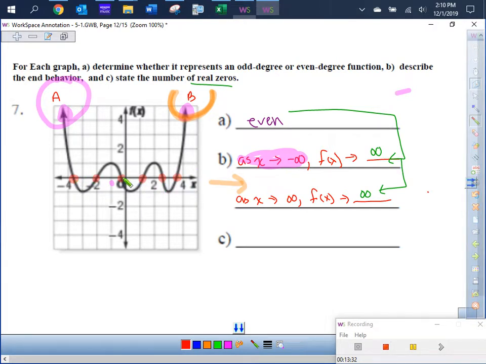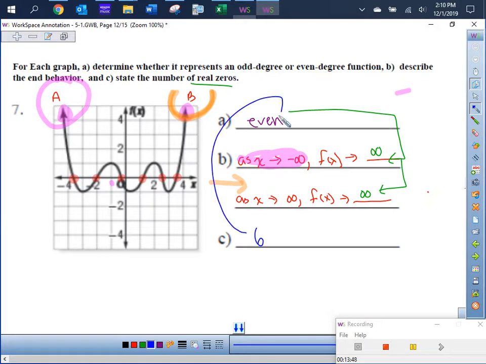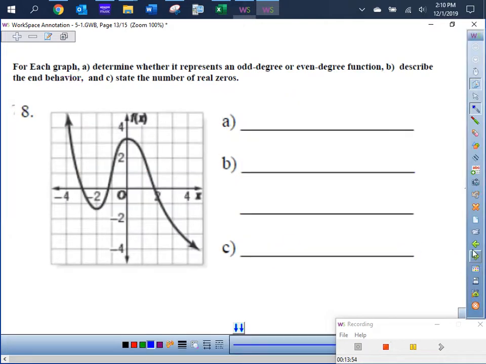So 1, 2, 3, 4, 5, 6 of them. This is a 6-degree polynomial, so 6. And that makes good sense, because it's supposed to be even in that case, so nice. Let's try that again. First, they want to know if it's even or odd.